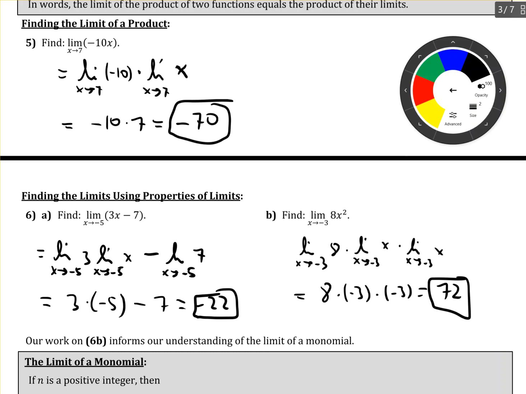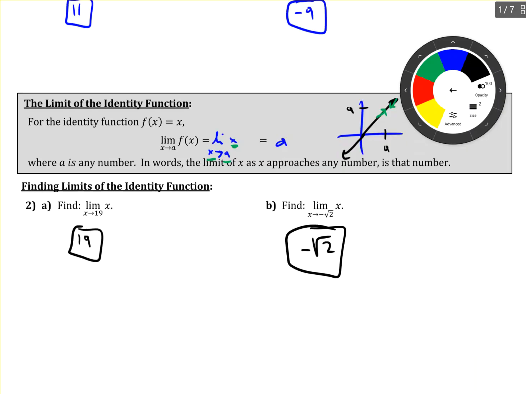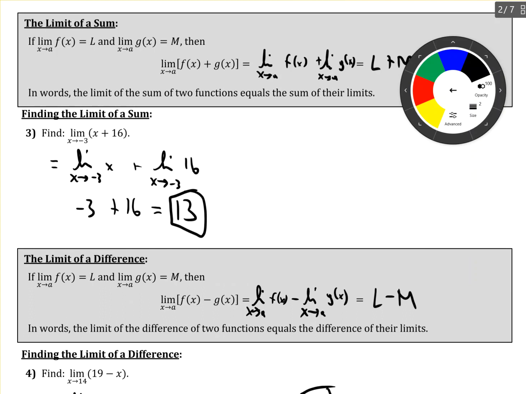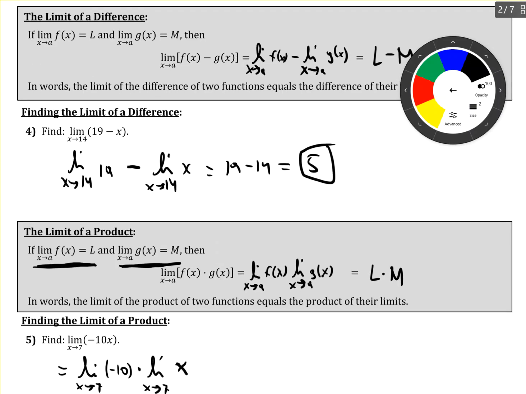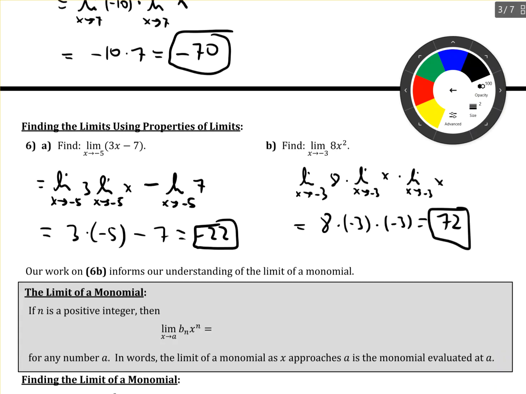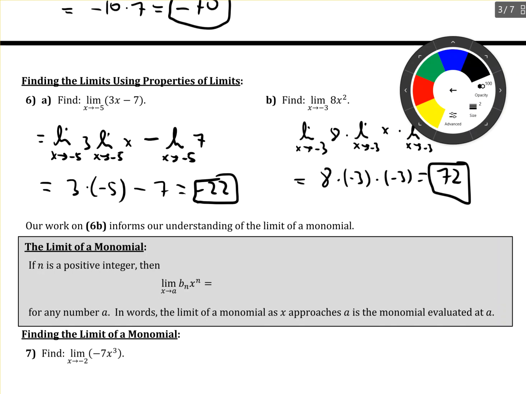All right, so now what you might notice is in all of these, basically I got the same answer. If I were to plug in x equals 19, I get 19. If I plug in x equals -2, I get -2. If I plug in x equals -3, I get 13. If I plug in x equals 14, I get 5. If I plug in x equals 7, I get -70. If I plug in -5, I get -5 times 3 is -15 minus 7 gives me -22. And I plug in -3, I get -3 squared is 9 times 8 gives me 72. So far, it looks like if I just plug it in, I get my limit.